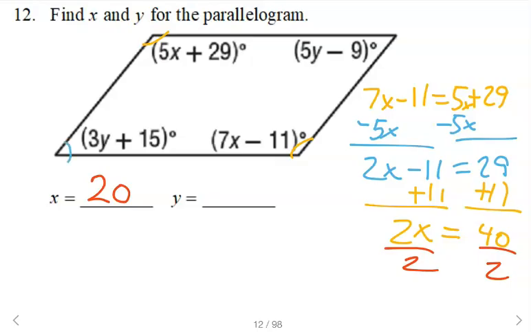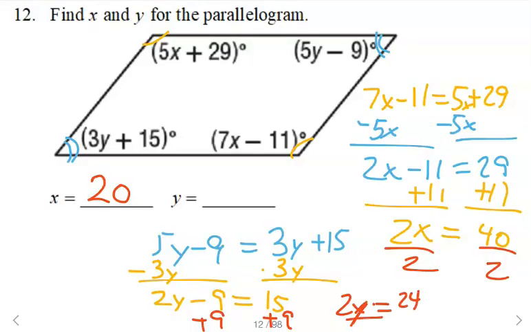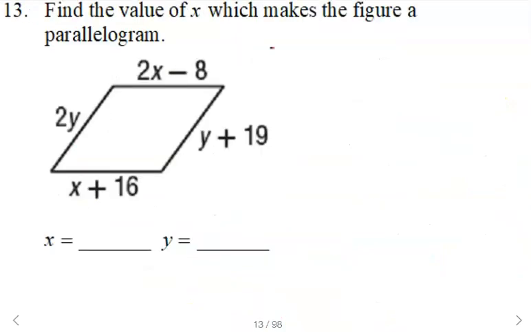We can do the same type of thing for y, so these opposite angles are congruent. So 5y minus 9 equals 3y plus 15. We can subtract 3y from each side. We get 2y minus 9 equals 15. Two-step equation from here. We can add 9, we get 24. So 2y equals 24, divide by 2, and we get y equal to 12. You can plug those back in to make sure that they work.